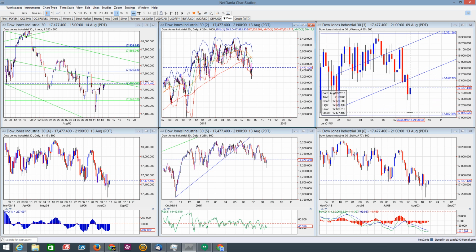If we get a close next week underneath this week's intra-week low, at 17,125.81, get a weekly close below that next week, that's another good indication that this market is still very bearish and could continue to see some follow-through to the downside.